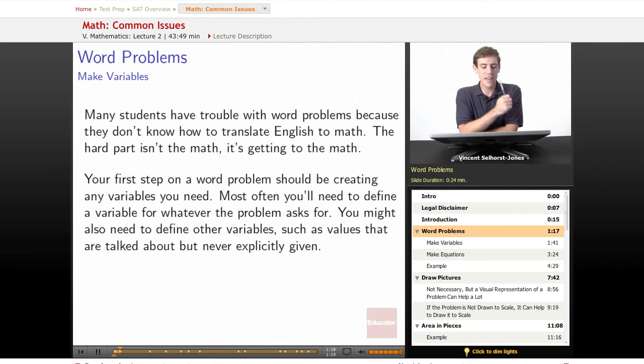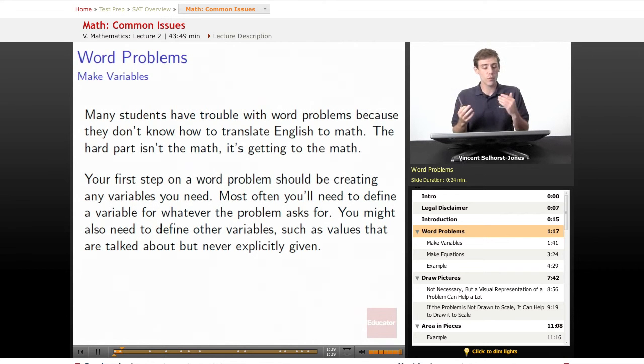Word problems. Many students have trouble with word problems because they don't know how to translate English to math. The hard part isn't doing the math. They're normally good at the mechanics, the algebra, and the arithmetic. It's just getting from English into math speak, right? They're kind of different languages. In fact, they are different languages, but normally people don't think of math as a language, but that's really what it is.